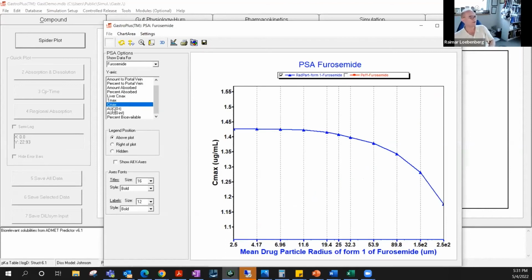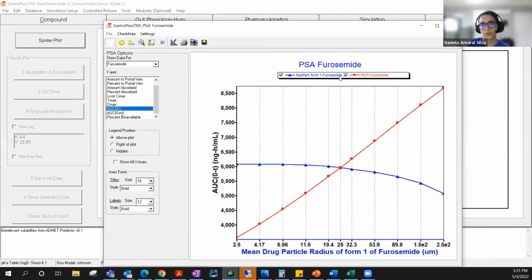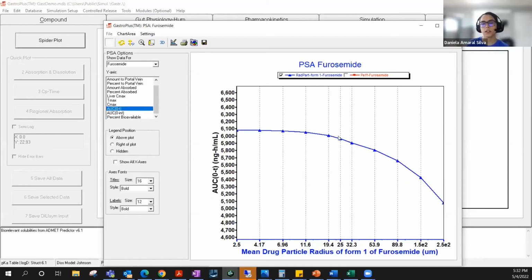And let's have a look at the bioavailability. AUC first. As we see, bioavailability would not change very much, from 50% to 45%, if we have very large particles. So as you can see here, particle size has some impact, but not the same impact as for piroxicam. And for AUC also, like over Cmax and Tmax, we saw that there was this plateau from 25 micron radius below.